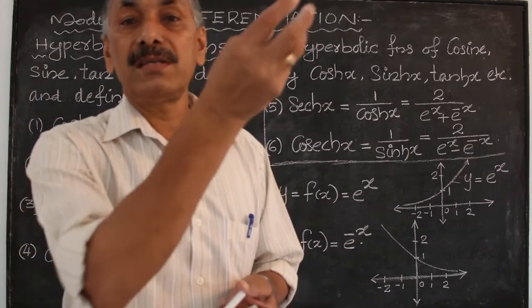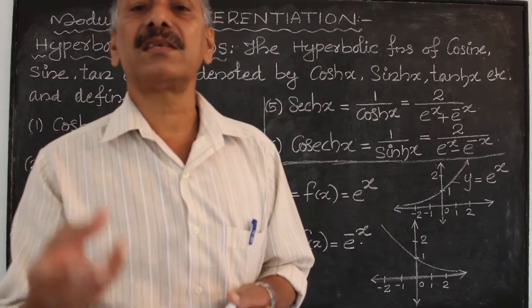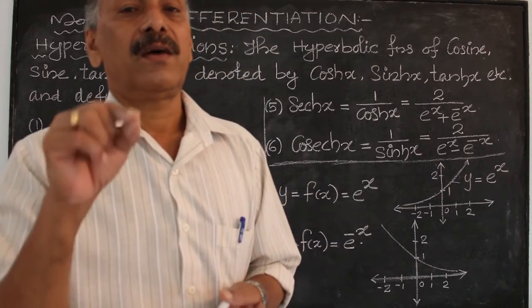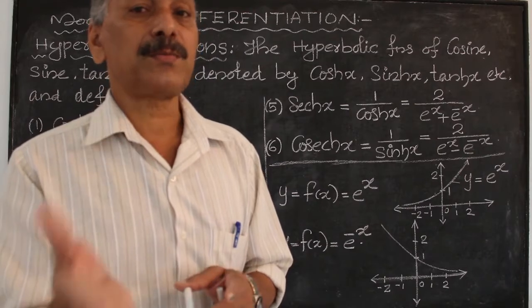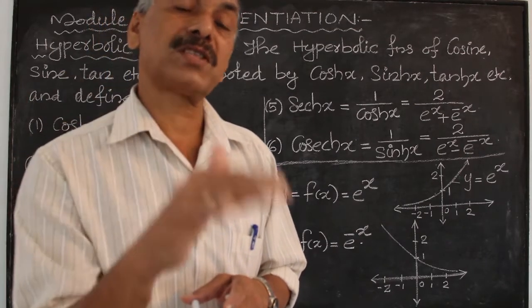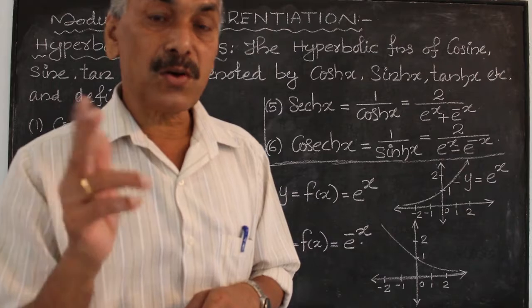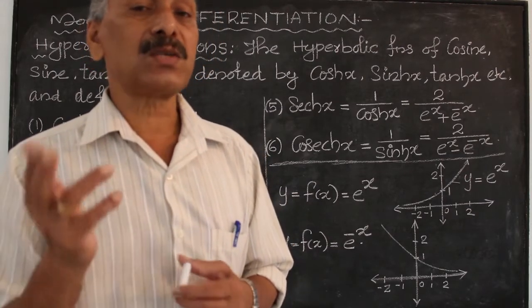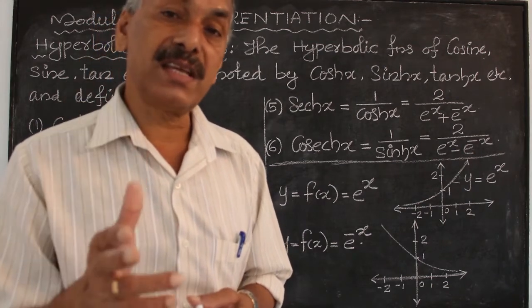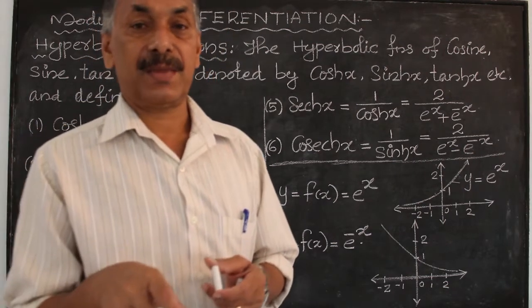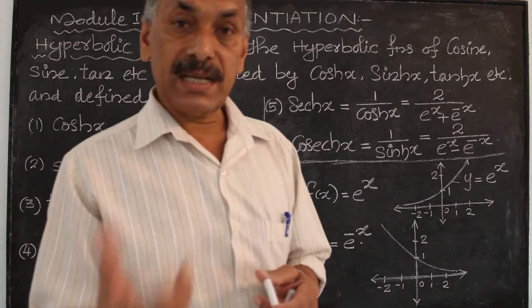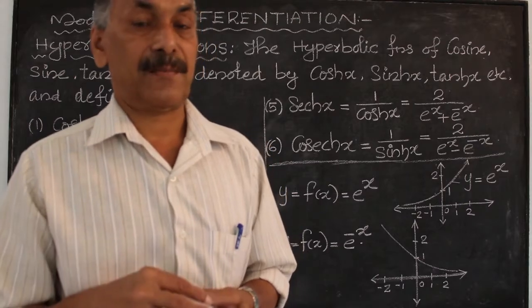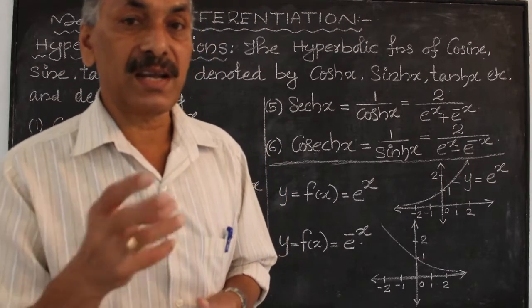That means for each trigonometric function, cos x, sin x, tan x, etc., we define the corresponding hyperbolic functions. y is equal to f of x is equal to cos x, the corresponding hyperbolic function of cosine we define. The hyperbolic function of cosine we denote by cosh x. Similarly, the hyperbolic function of sine is denoted by sinh x. Similarly, tanh x, coth x, and the hyperbolic functions of secant and cosecant, that is sech x and cosech x. The hyperbolic functions are defined like this.